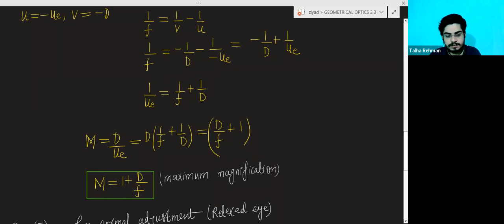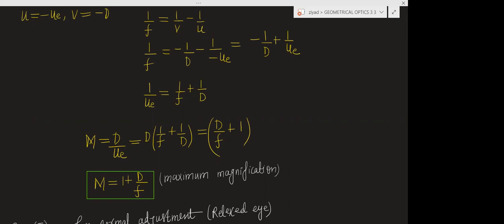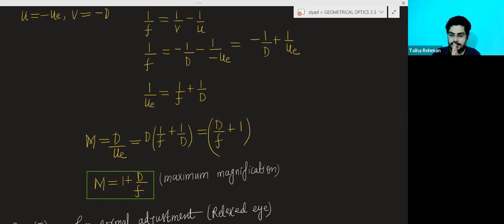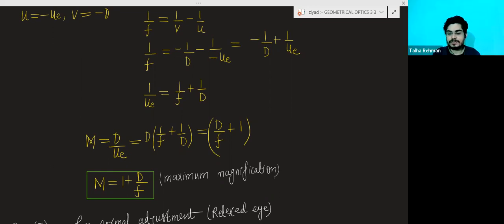Okay, this will be the maximum magnification. Now there is another condition for the normal adjustment of the simple microscope. Normal adjustment means when you are watching the image of the object with the relaxed eye. In the normal adjustment, the image will form at infinity. When the image is forming at infinity and you are watching that image, your eyes will be in a relaxed condition. Now, in that case, we will calculate the magnification.